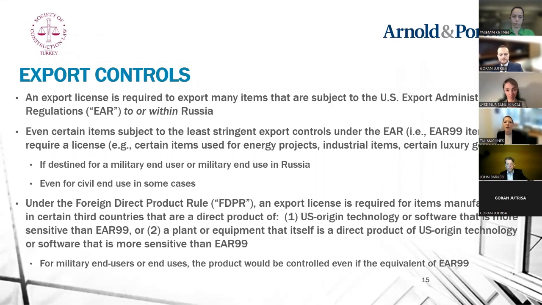The items that fall into this category span items used for energy production, industrial items, for example, bulldozers of many types will require a license to go to Russia, and certain types of luxury goods. All of these items, if they're going to a military end user or for a military end use in Russia, will definitely require a license. But even for some civil end uses, a civil construction project, they could also require a license to go to or within Russia.